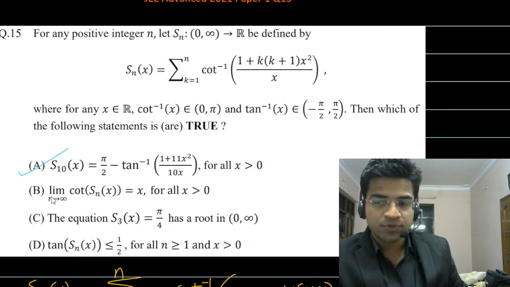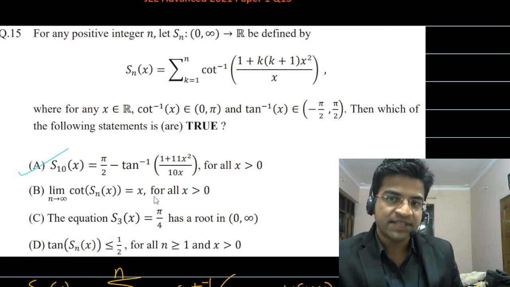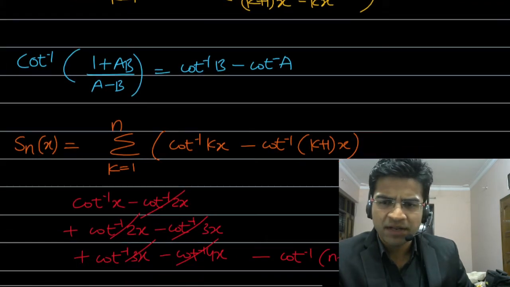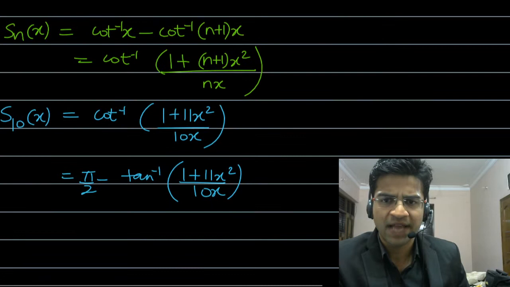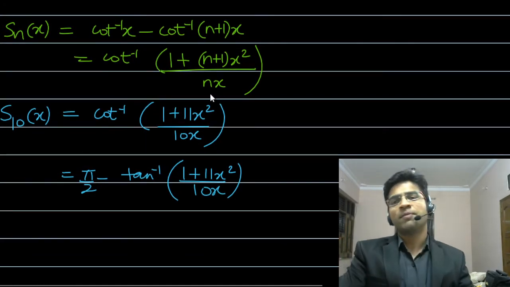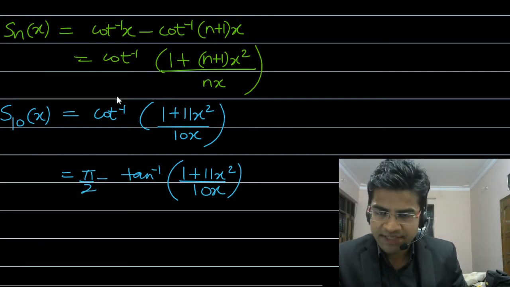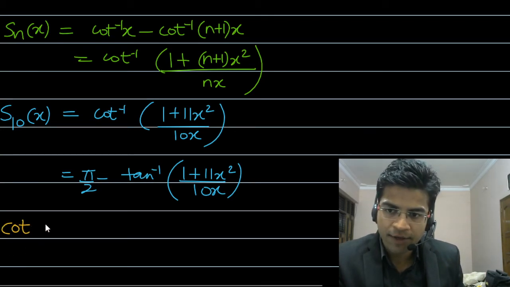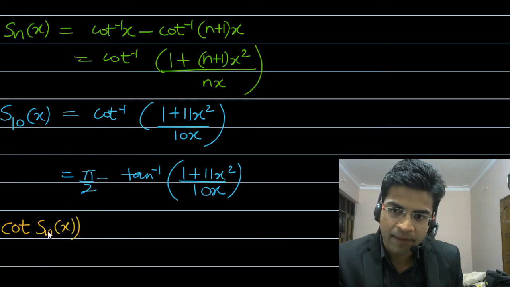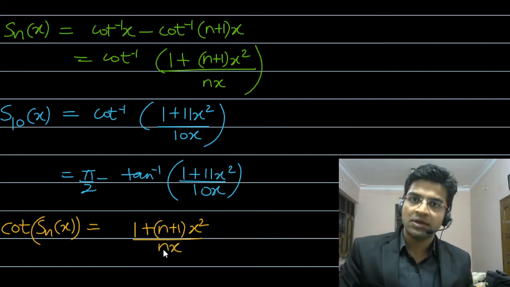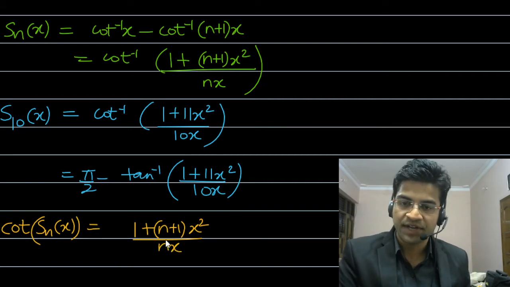Now option B is limit n approaches infinity, cot S_n(x) is equal to x for all x greater than 0. So what will be cot S_n(x)? It is very simple. You have S_n(x) as cot inverse of (1 + (n+1)x²) upon nx. Just apply cot on both sides. So cot S_n(x) will be equal to (1 + (n+1)x²) upon nx. Fine. Now apply the limit n approaches infinity.